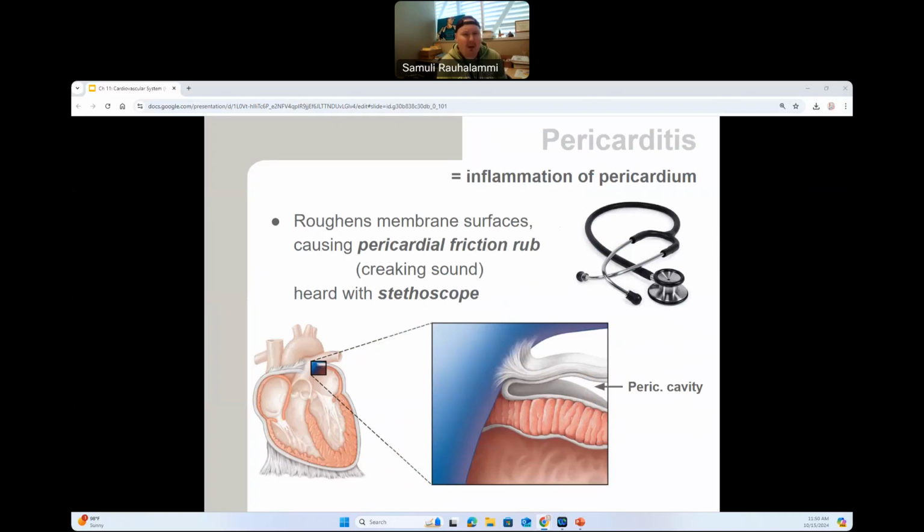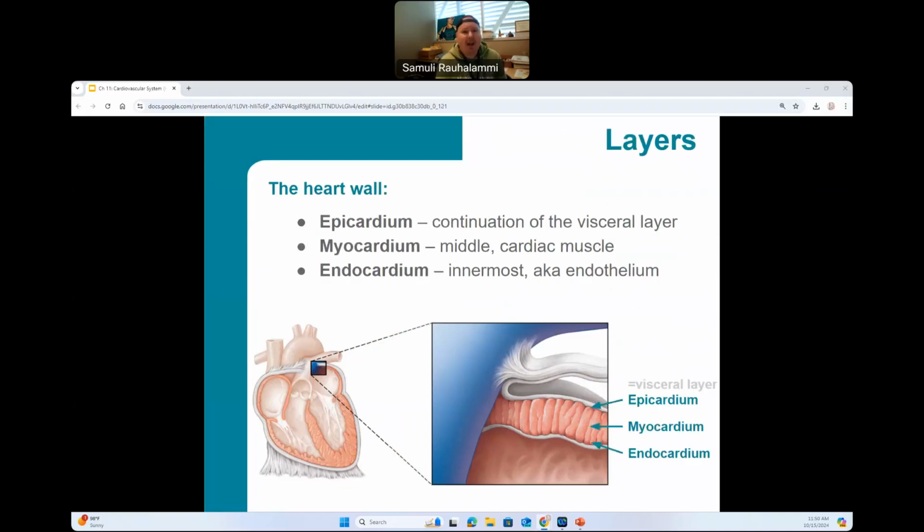So let's return to the previous picture that we saw. Here what I'm highlighting now is the three layers of the heart wall itself. We're going to see that the visceral layer of the pericardium turns into the epicardium. This is really the outside layer of the heart wall. Then we're going to see the myocardium, which is the middle layer and mostly made of cardiac muscle. And finally, we're also going to see the endocardium. This is the innermost layer, lined by endothelium. And this is in direct contact with the blood that's located inside the chambers of the heart.